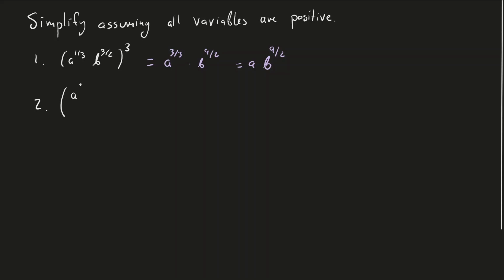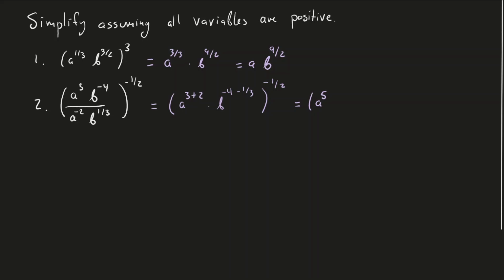Number 2: if we do a cubed b to the minus 4 divided by a to the minus 2 b to the 1 over 3, all to the negative 1/2. All right, so we're escalating a bit here. The first thing I'm going to do is simplify the inside. So this is going to simplify down to a to the 3 plus 2 times b to the minus 4 minus 1/3. So I simplify those fractions by subtracting there. So this simplifies down to a to the 5. That works out pretty nicely.